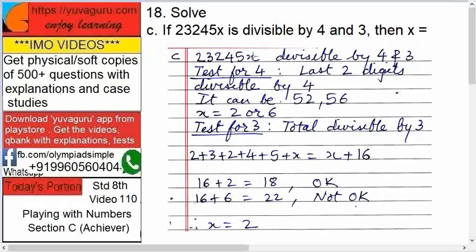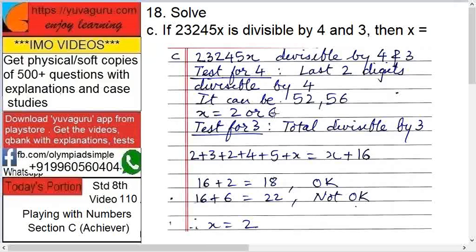Okay. So it should be divisible by 4 and 3. What is the test for 4? Last two digits should be divisible by 4. So 5 and some number. So it can be what? 52 or 56, because only 52 and 56 in the range of 50s are divisible by 4, right? So x equals to 2 or 6.